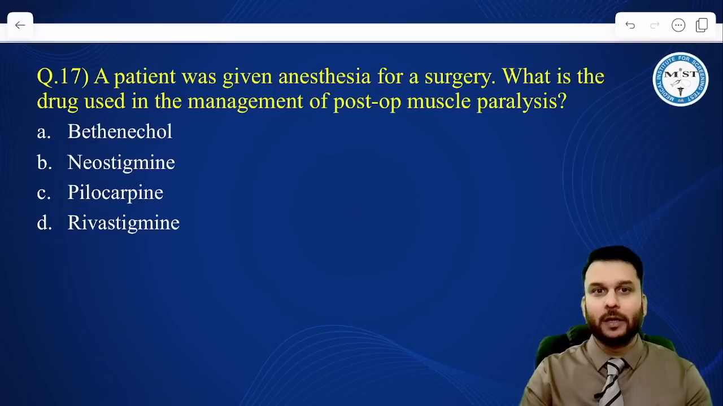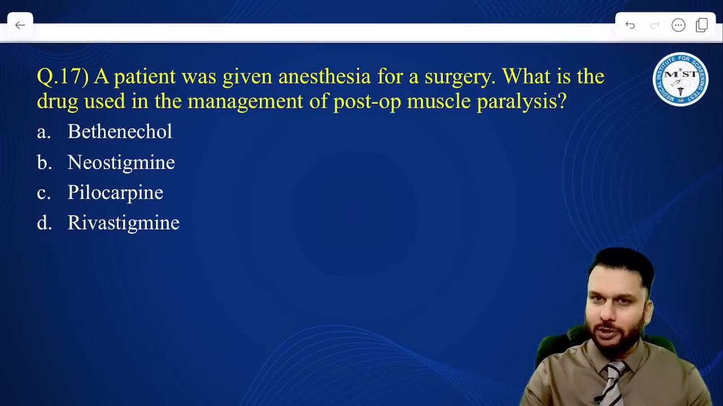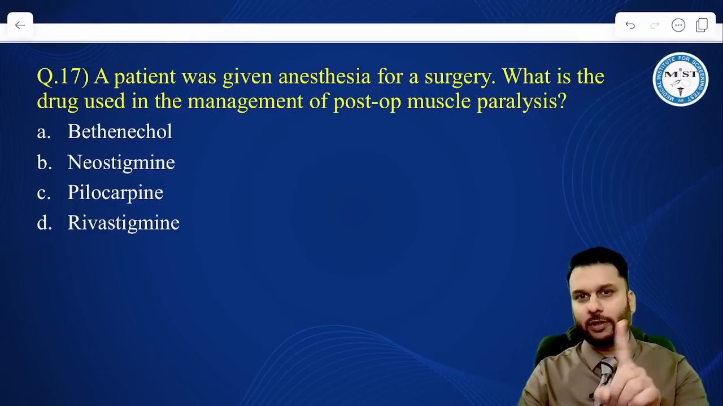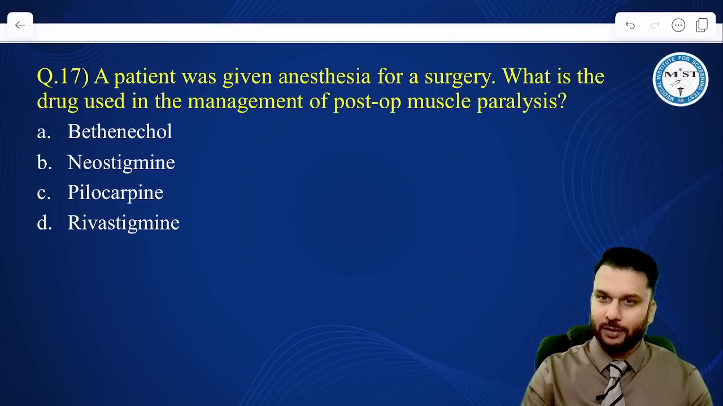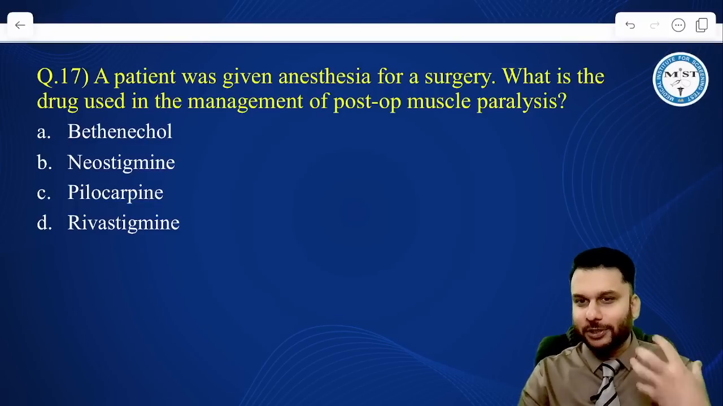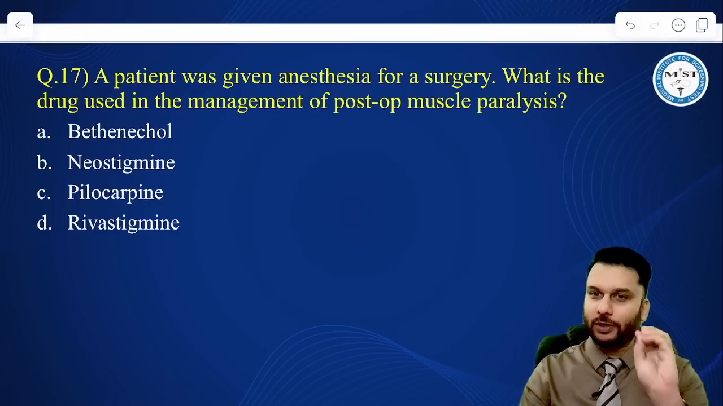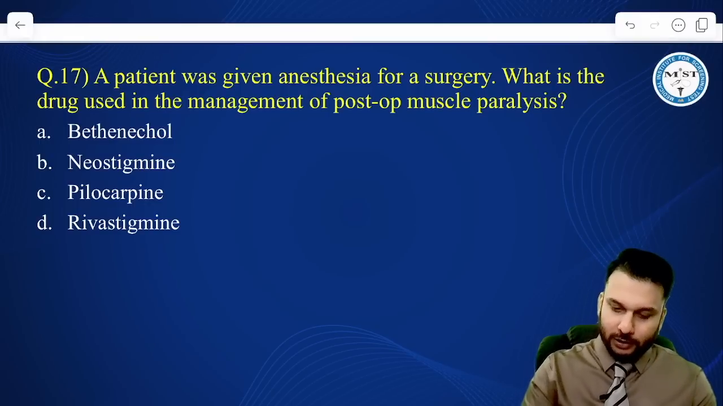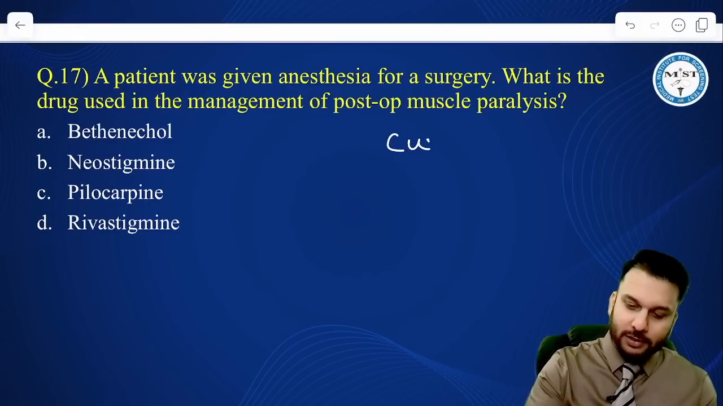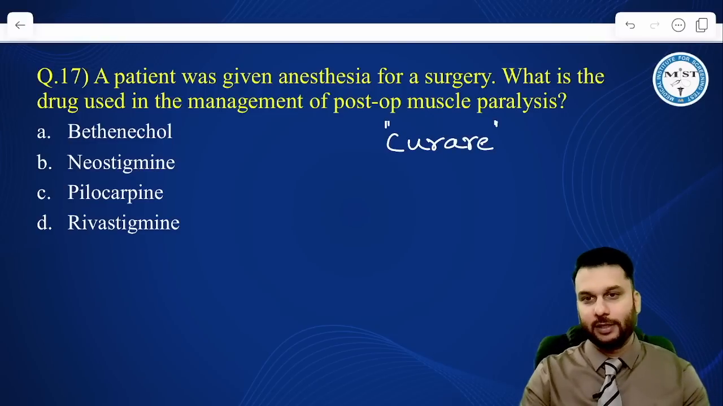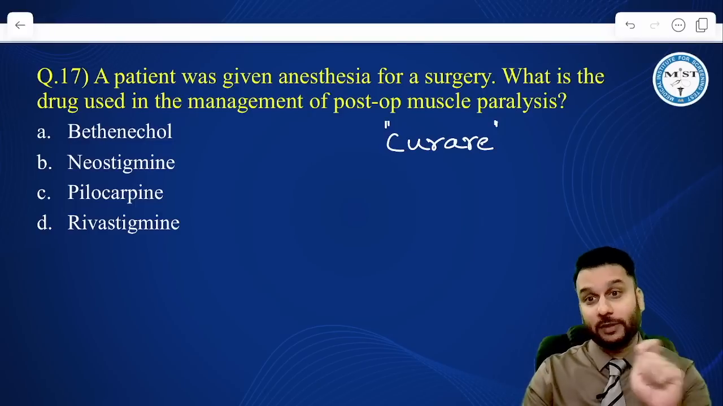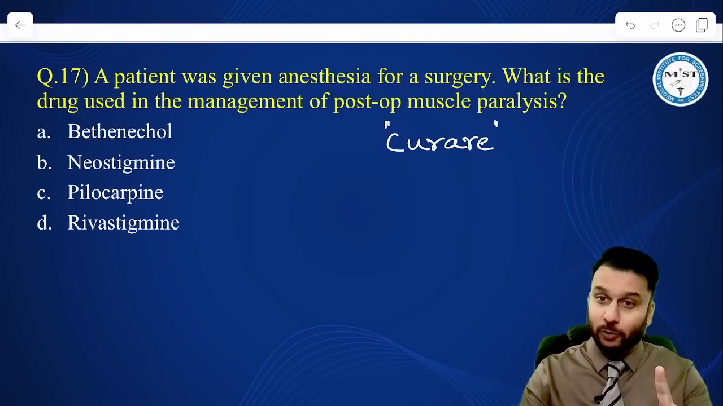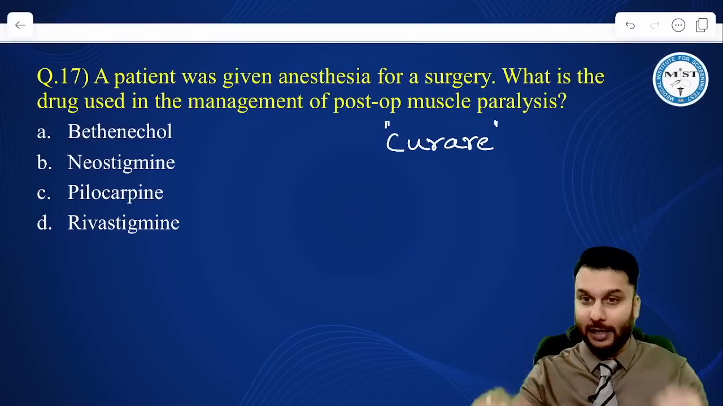Yes, this was a tough question that was asked in the exam. A patient was given anesthesia for a surgery. What is the drug used in the management of post-operative muscle paralysis? Guys, one of the first chapters when we study, we used to tell this. Usually, there are some skeletal muscle relaxant drugs called curare drugs. Example, atracurium, the one that shows Hofmann's elimination. They are skeletal muscle relaxants.